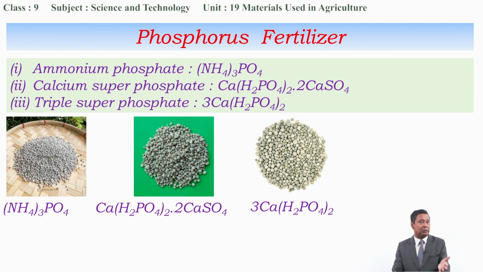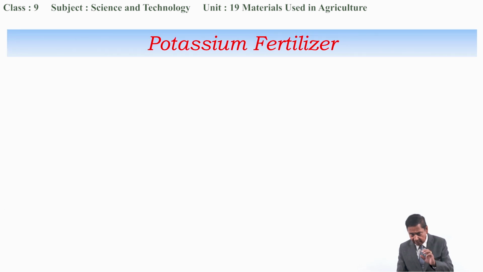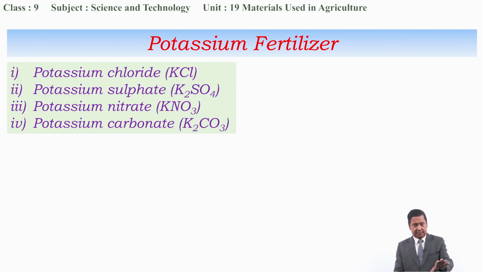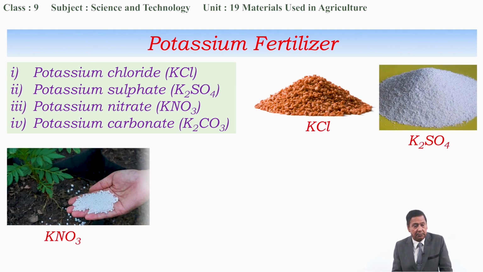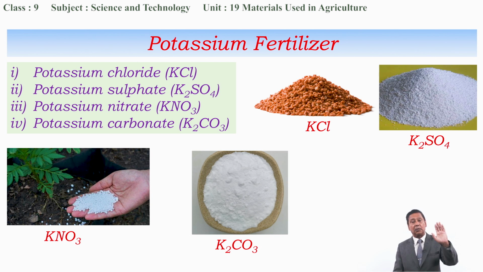I want to repeat this because there are two major substances which we use in agriculture, that is fertilizer and pesticide. Now lastly, let's talk about the potassium fertilizer. These are the fertilizers which supply potassium to the soil, to be taken up by the plants. It appears like this: potassium chloride, potassium sulfate, potassium nitrate and potassium carbonate. These are the chemical fertilizers.